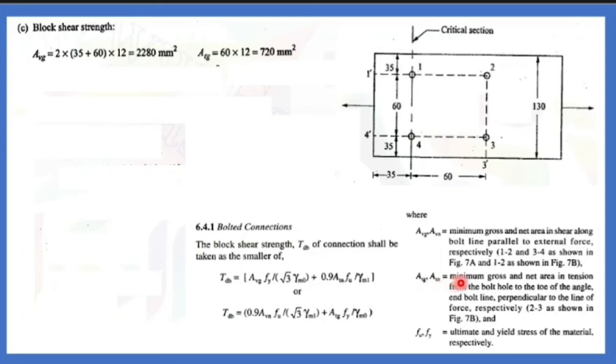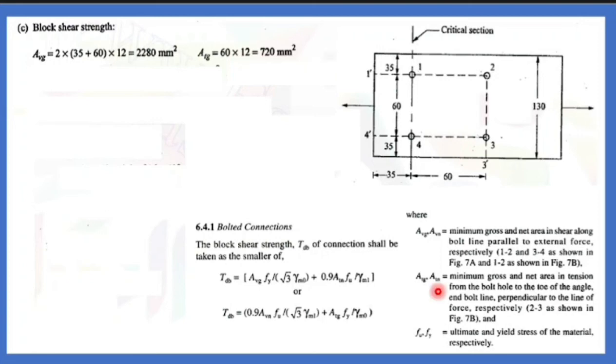Atg is the minimum gross tension area from the bolt hole to the toe of the angle, along the bolt line perpendicular to the line of force, respectively 2 to 3. So, what is 2 to 3? What is the distance? 60. So, 60 into the thickness, what is it? 12. This is Atg, 720.